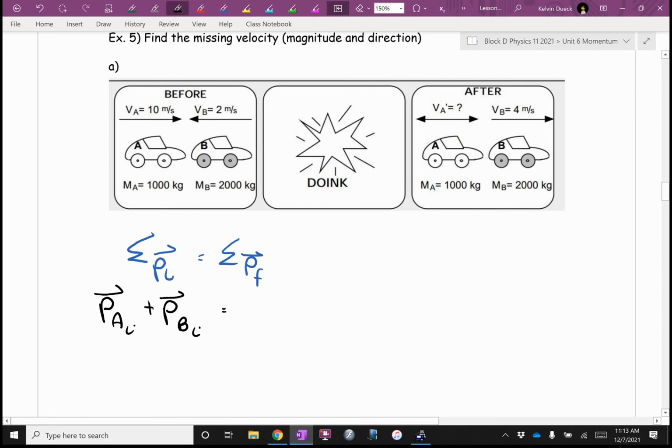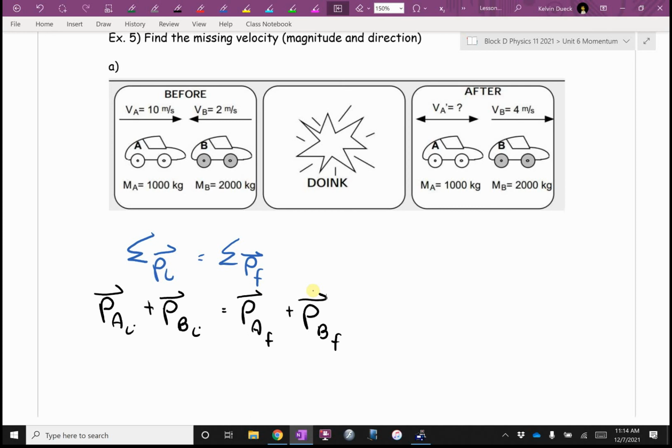Are they stuck together or separate? I think they're separate. So I'm going to have momentum of car A final, momentum of car B final. There's my setup.